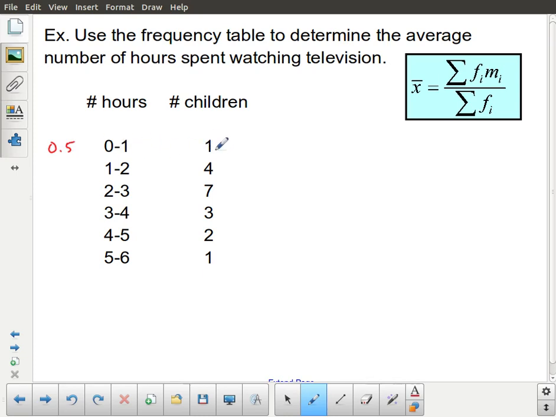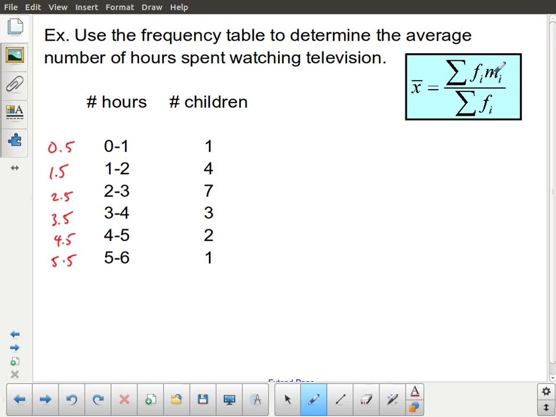Now you might wonder why I'm doing that, but I don't actually know whether they watched 0 or 1 or a quarter of an hour or 3/4 of an hour. So I'm just picking the middle of the interval. That's the first thing you need to identify. In this case, it's quite simple because each of the intervals is simple. So the middle of each interval, I'm putting over to the side here. There's the middle of each one of those intervals.